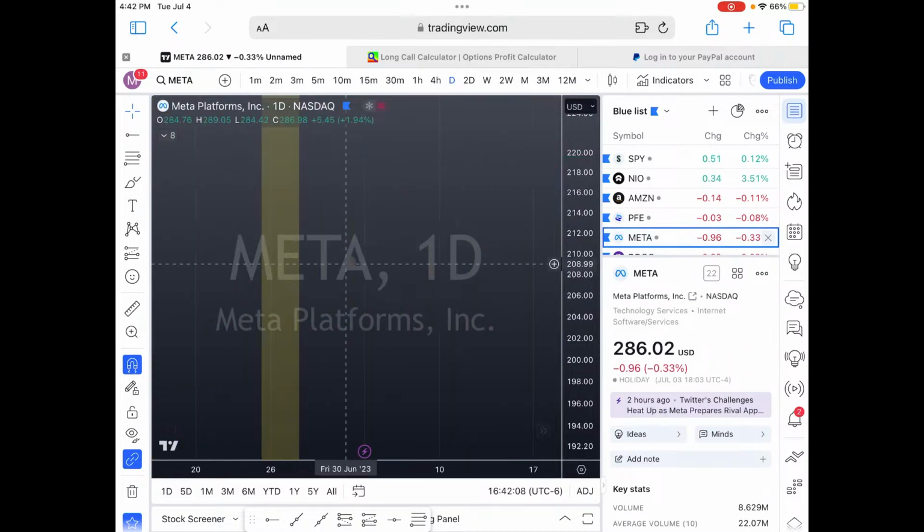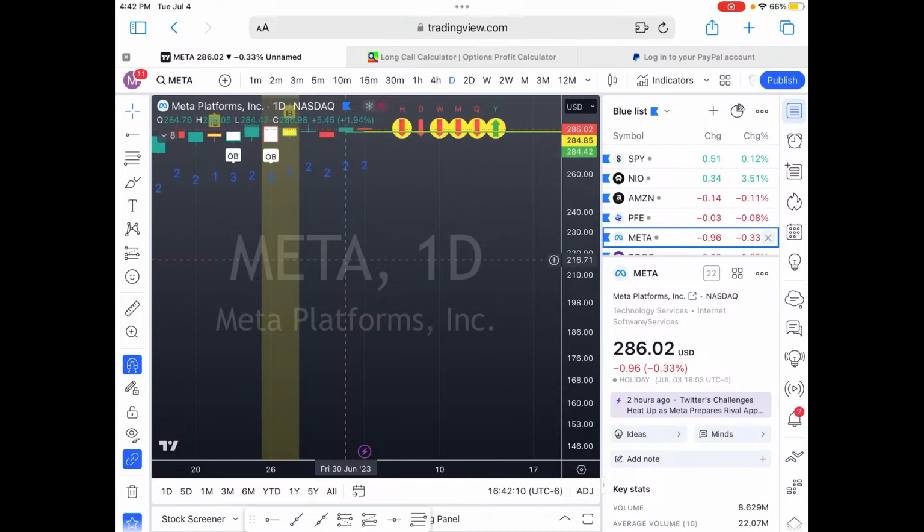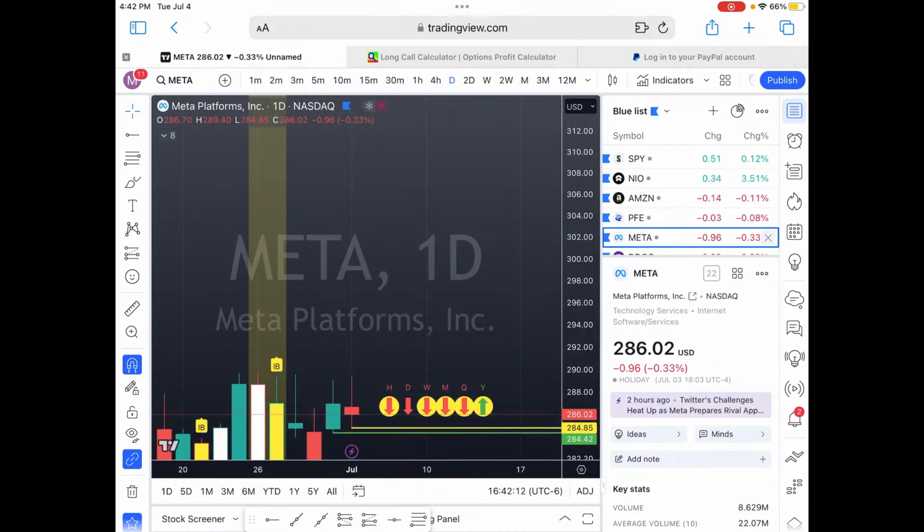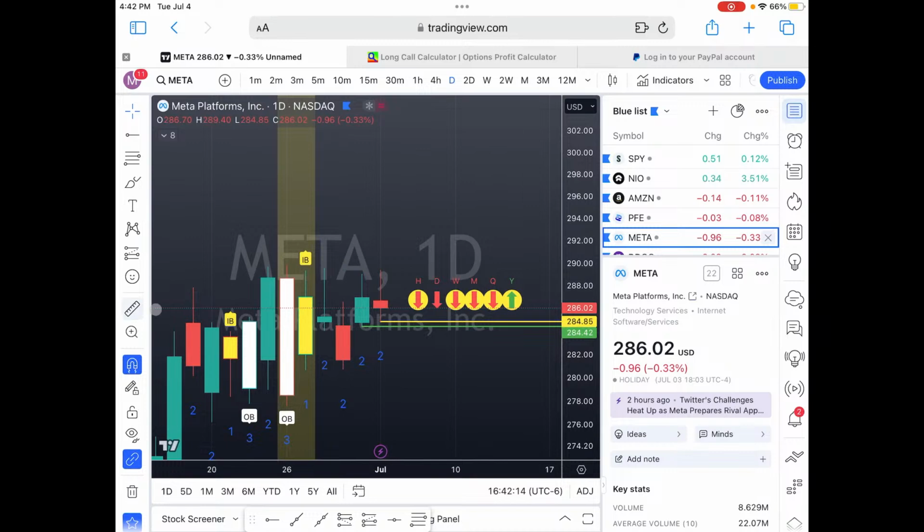That's Facebook. We go on to Facebook. We'll zoom up here. Facebook with the 2 up that finished red. Time frame continuity pointing to the downside. So we can look for puts at 284.85 and a first target at 284.42.